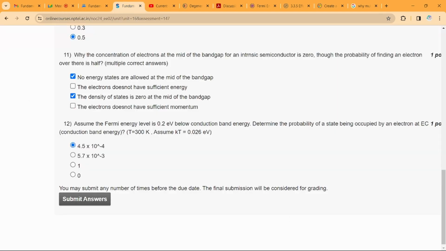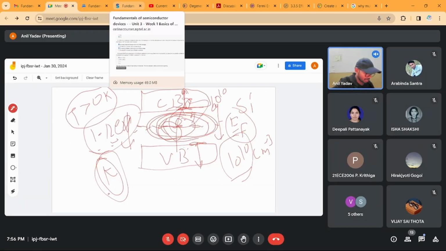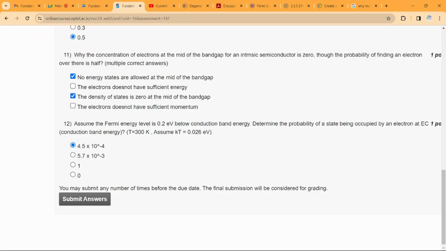Okay, so this is a numerical problem, the last one. Assume the Fermi energy level is 0.2 electron volt below the conduction band energy. Determine the probability of the state being occupied by an electron at EC, the conduction band energy. That we can do. KT is at 300 Kelvin.